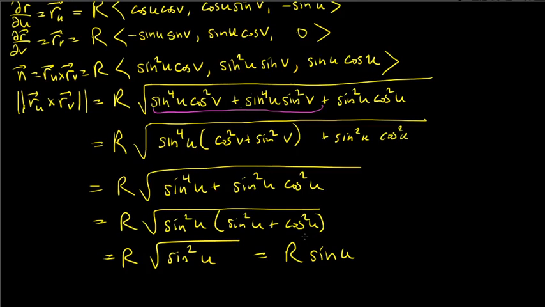If you're thinking absolute value, because it's the square root and sine of u could be negative, then there should be absolute value here. But remember, u is phi, and phi ranges from 0 to pi. And sine of u will just be from 0 to 1. So it's not going to be negative, which means we don't need the absolute value here.